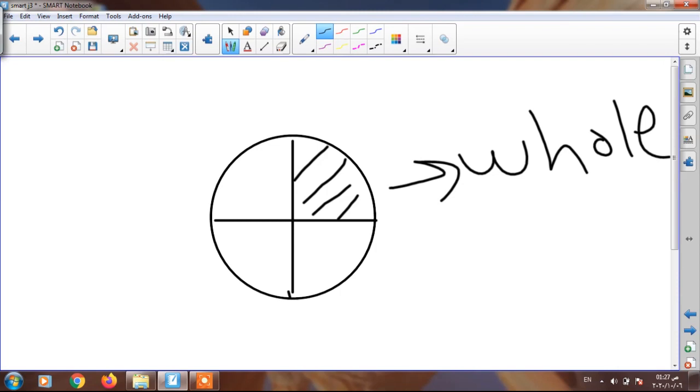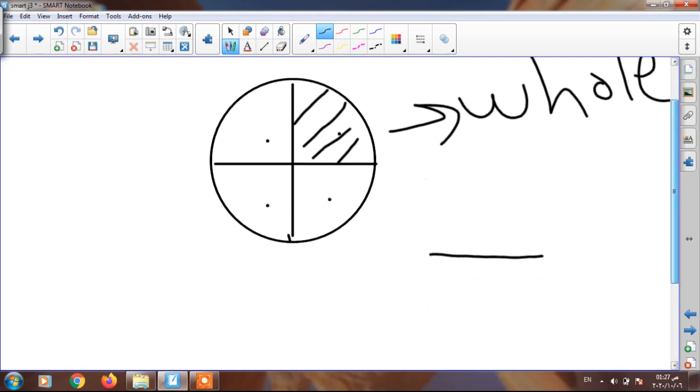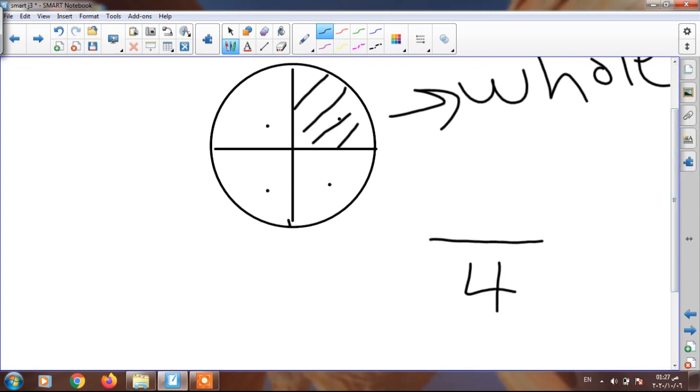Now, can you represent this shape by a fraction? Yes. Firstly, I will draw the fraction line like this, and now I want two numbers. One of them up the fraction line and the second number down the fraction line. Can you tell me how many parts? All parts equal how many parts? Count with me. 1, 2, 3, 4. So the all parts equal 4. So I will write 4 down the fraction line.